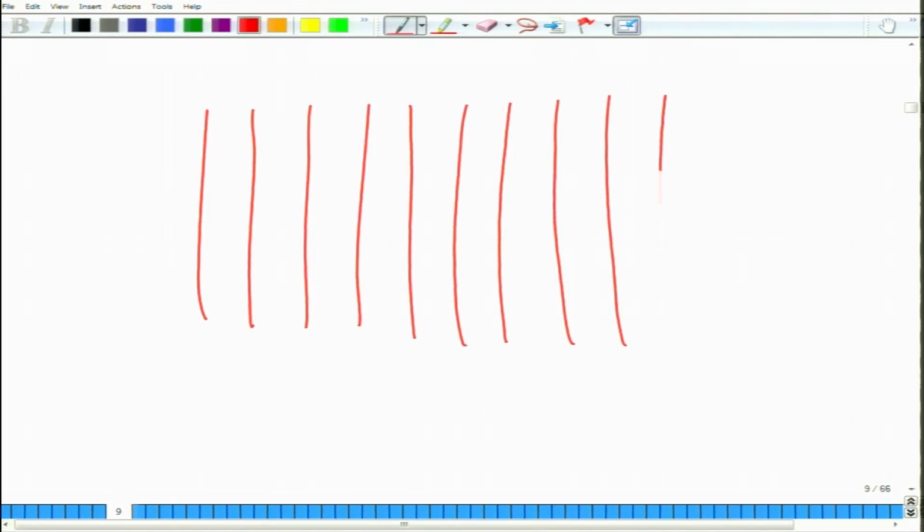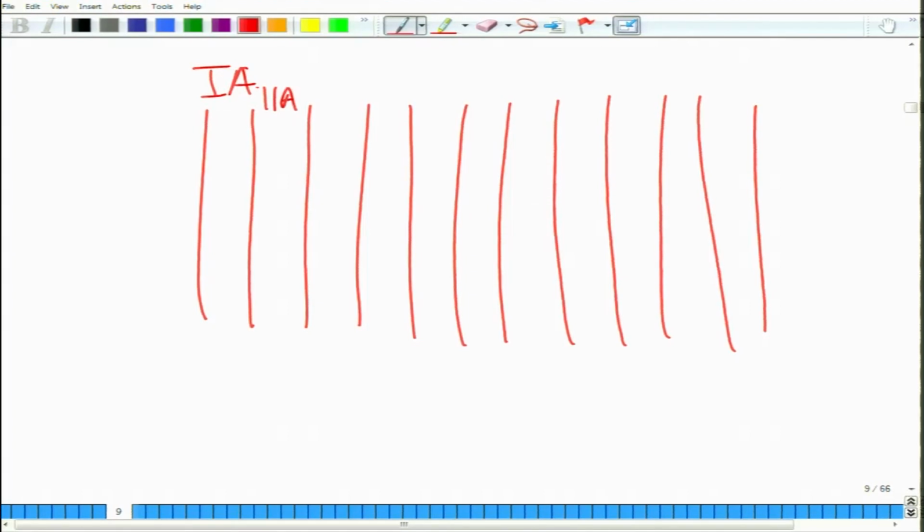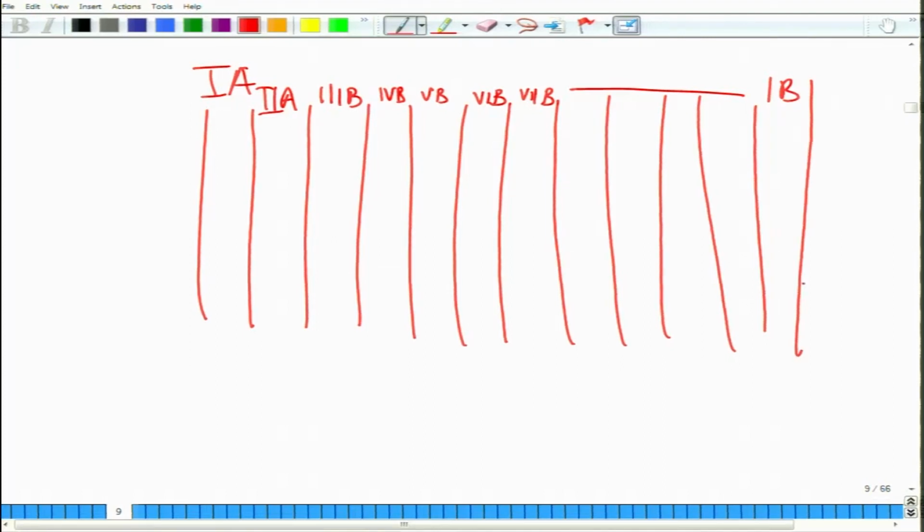So you can have 1A, you can have 2A, and after 2A you have 3B, and then you have 4B, 5B and 6B, 7B, followed by then you have group 7 all throughout. So, this goes group 7, and after that then you go to 1B and so on and so forth.